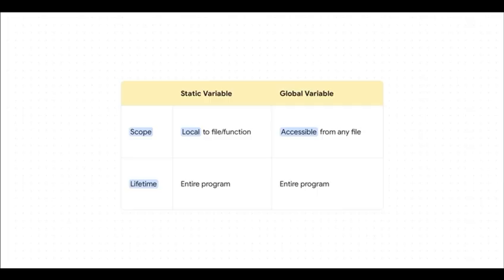A perfect example is the difference between static and global variables. Now, what's so interesting here is that they both have the exact same lifetime. They exist for the entire time the program is running. The key difference, the part they're testing you on, is the scope. A global variable is public. You can get to it from anywhere. A static variable, though, is private to just the file or function where you declared it.